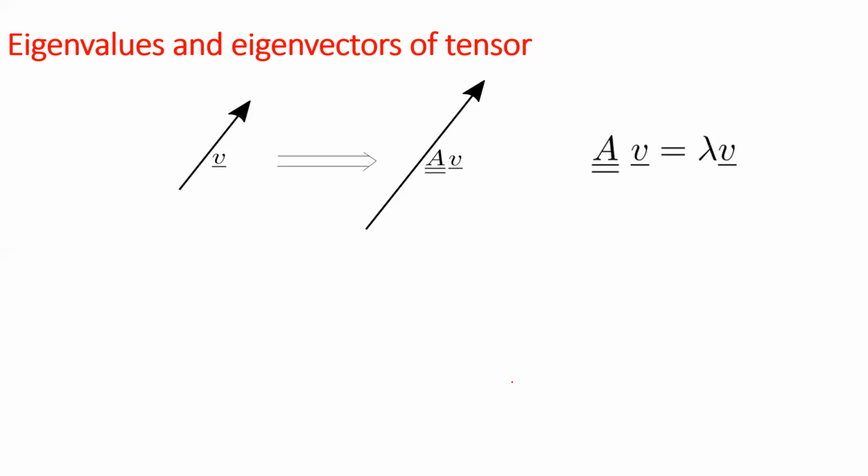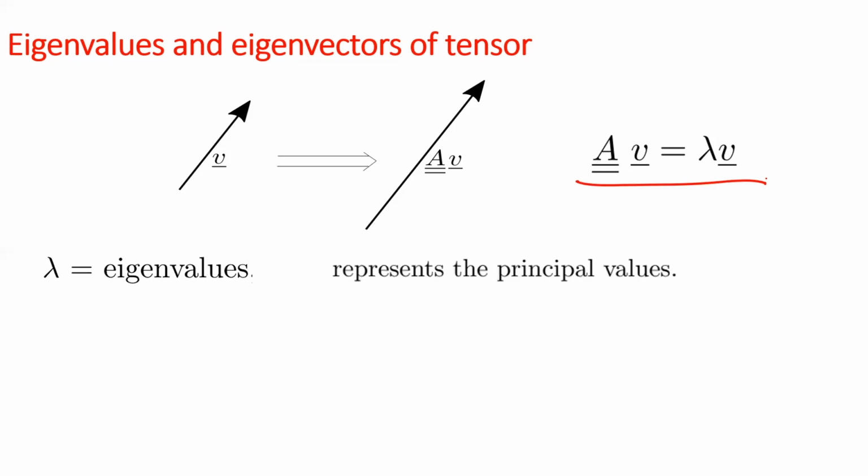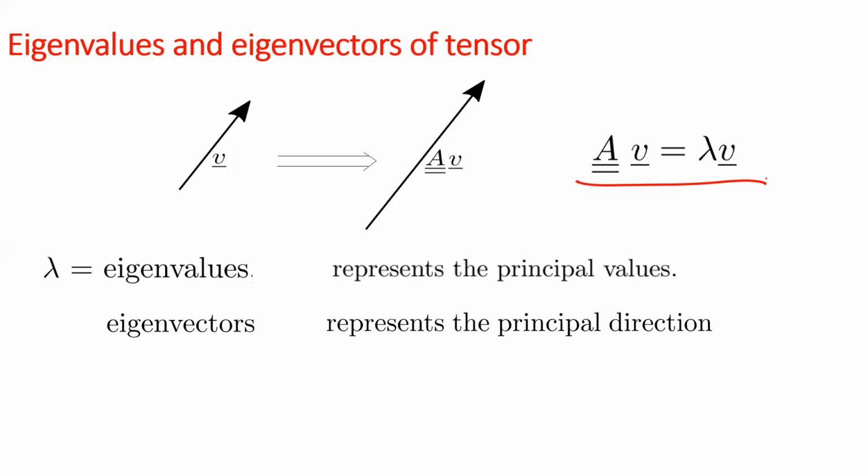We are saying if V was an eigenvector and a tensor was acting on it, it is as if I have only scaled the original vector, where lambda is the eigenvalue, which is a scalar, and it is also called the principal value. The corresponding vectors are called the eigenvectors, and they represent the principal direction corresponding to the particular tensor. That principal direction is associated with that tensor. If you change the tensor in the same coordinate reference frame, it will have its own corresponding eigenvalue and eigenvector.